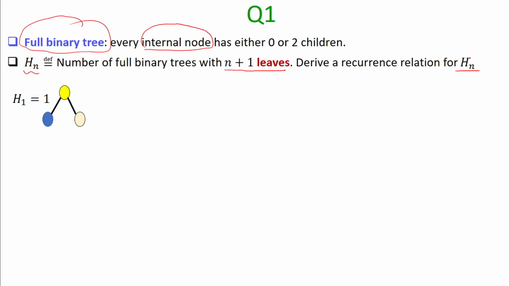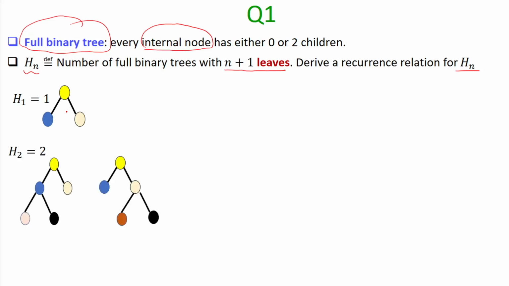So let me first demonstrate the value of h of n for some small values of n. If I consider h of 1, that means I want to find the number of full binary trees which have 2 leaves. And there is only one full binary tree which has 2 leaves, namely this binary tree. By the way, here I am not interested in the label of the nodes, only in the structure. So there is only one possible structure of a full binary tree which has 2 leaves. What will be h of 2?